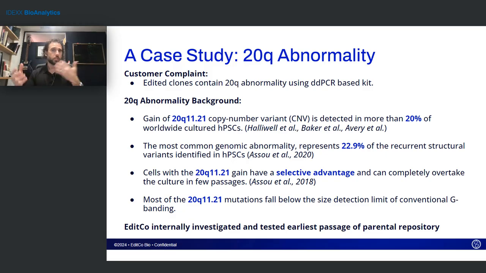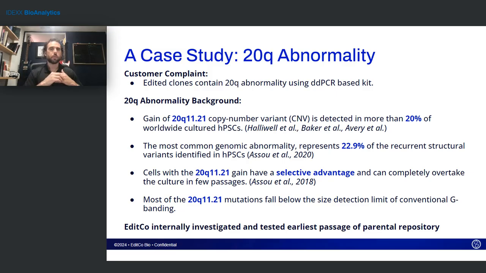Just as a little background and continuation from what Sarah had mentioned earlier about this 20q abnormality, and it's probably the same publications that she cited earlier. This 20q gain copy number variant is detected in well over 20% of the worldwide cultured stem cells at this point. It is by far the most common genomic abnormality, present in about 23% of the recurrent structural variants that are identified in stem cells. And as Sarah had mentioned earlier, these cells often harbor a selective advantage. It can outgrow the wild-type cells and overtake the culture within a few passages.